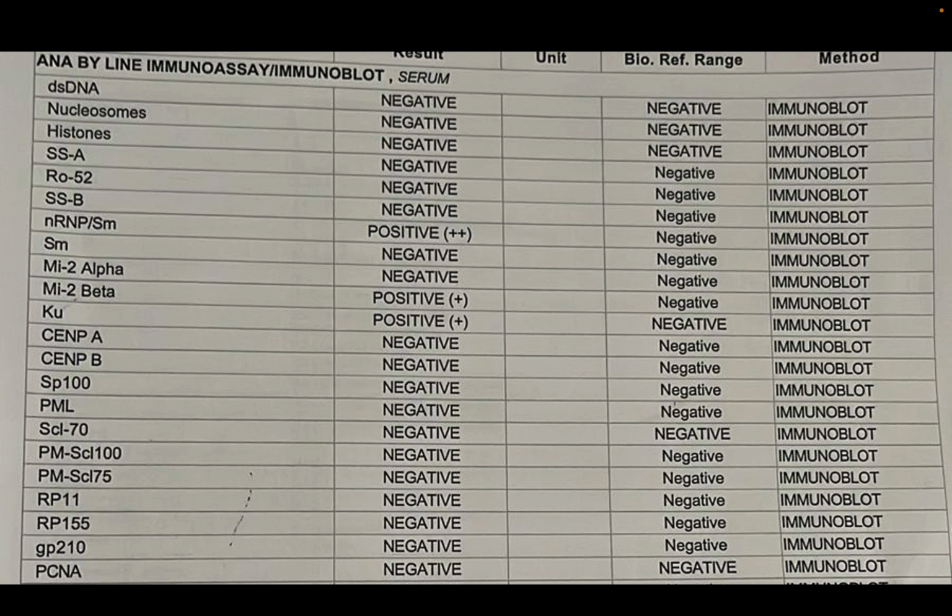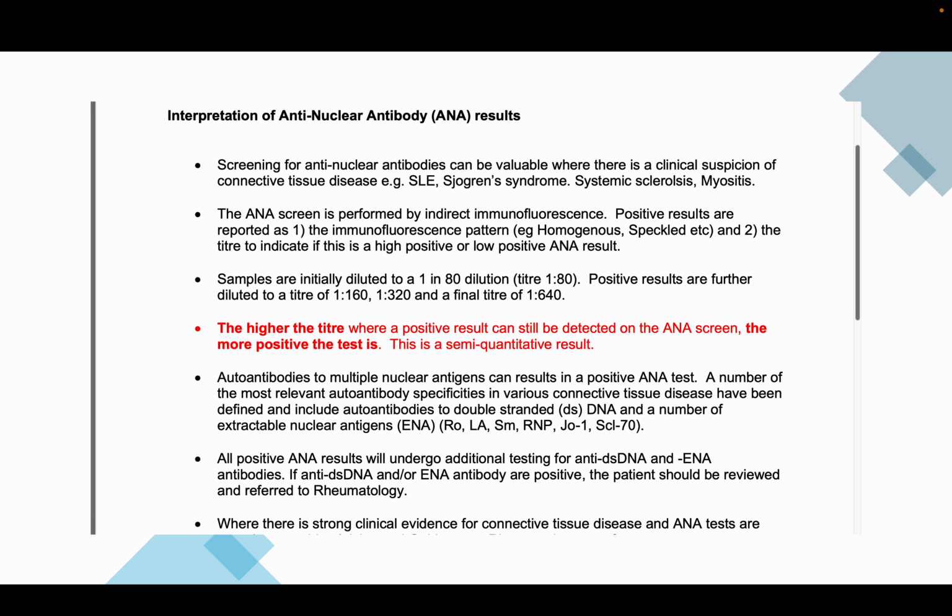If it is there, it is there. Otherwise, you will just follow up the case in the next 1 year or so. You will again ask for symptomatology, repeat the report and observe. You don't go ahead and treat MCTD because the patient doesn't have any symptoms. So all positives will undergo additional testing for anti-dsDNA and anti-extractable nuclear antigens.